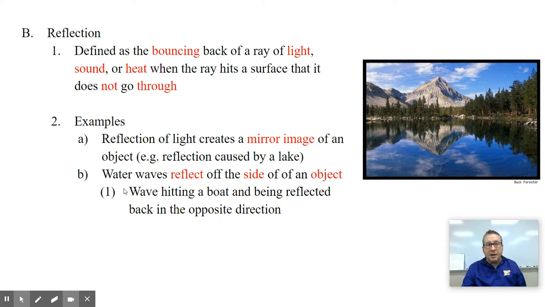So we can have water waves be deflected from an object like a boat, or we can have light bouncing back when that light ray hits a surface that it does not go through, okay? A lot of it depends on the angle of the lighting source, the object, and the substance that is reflecting it, okay? There's a few things that go into that whole scenario.